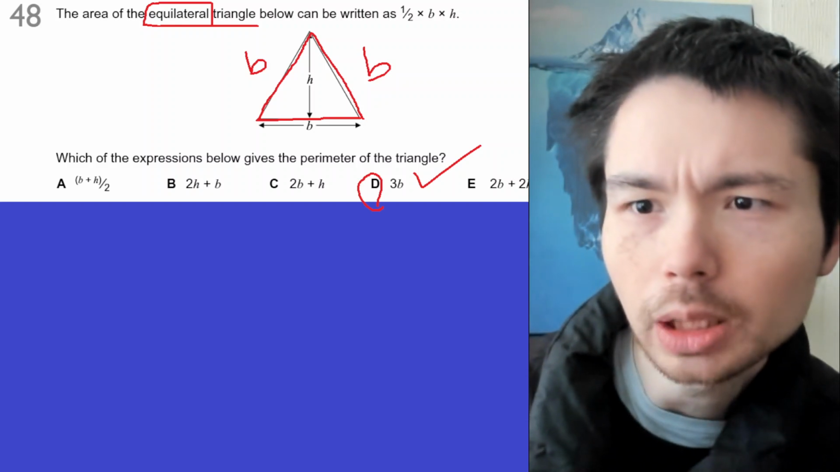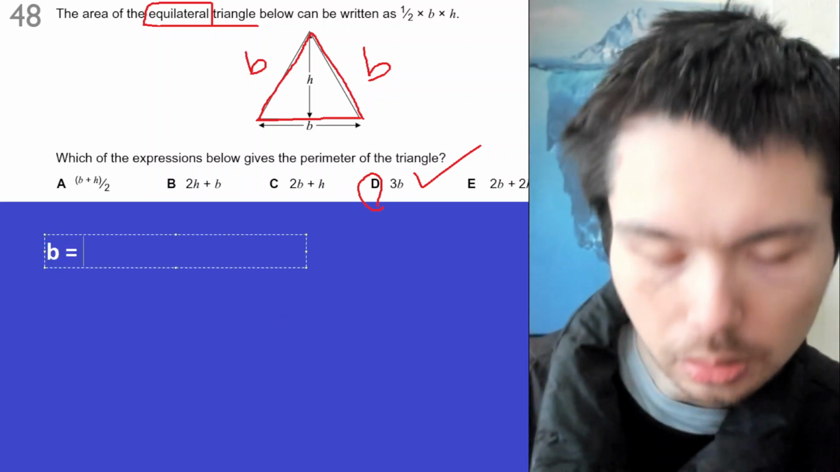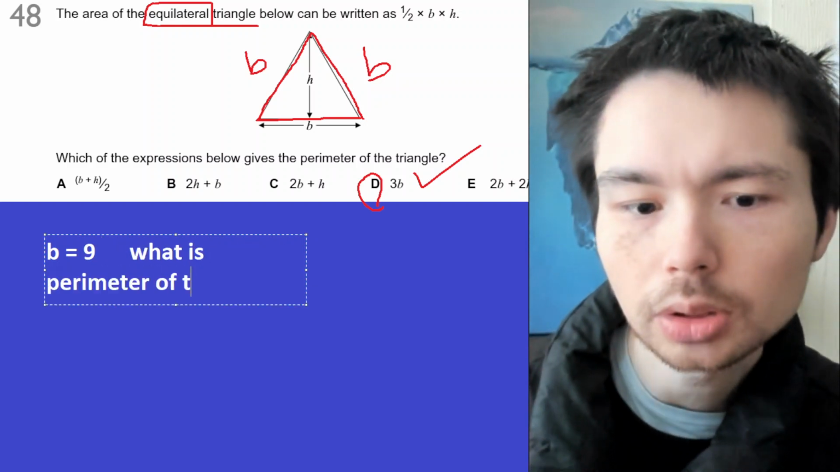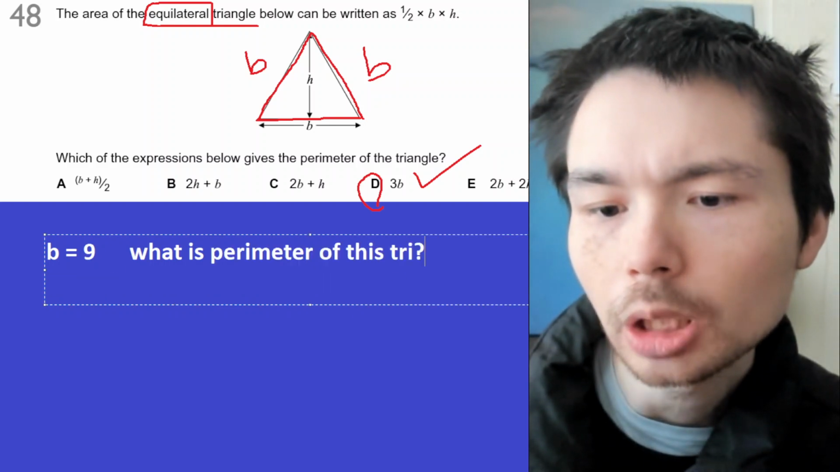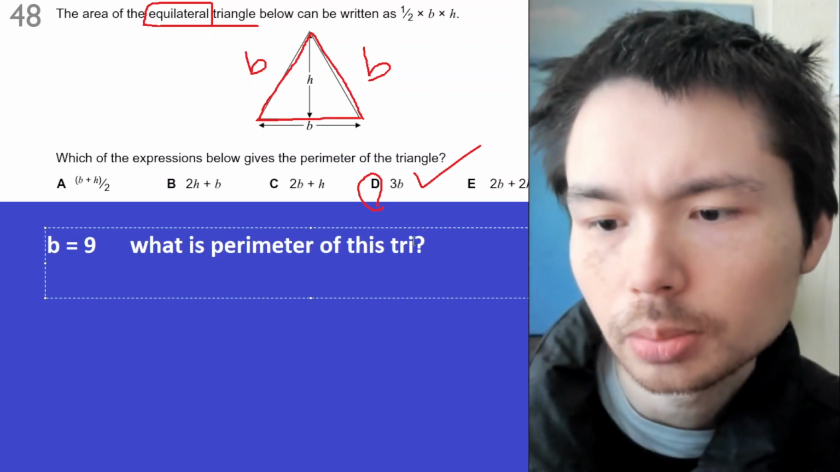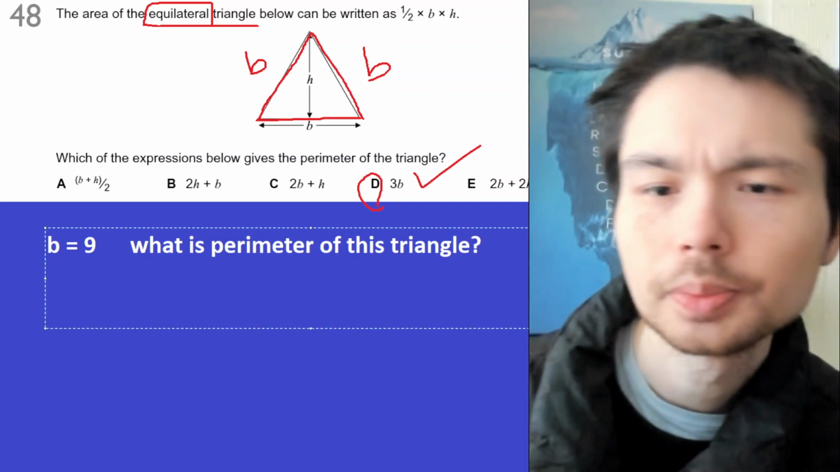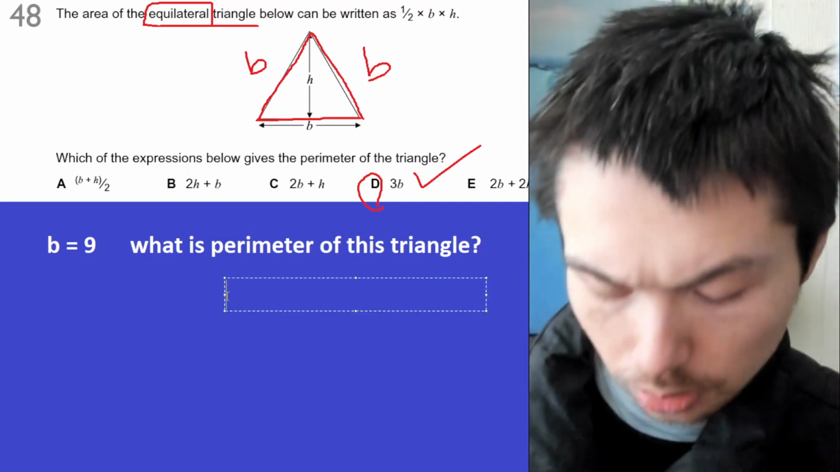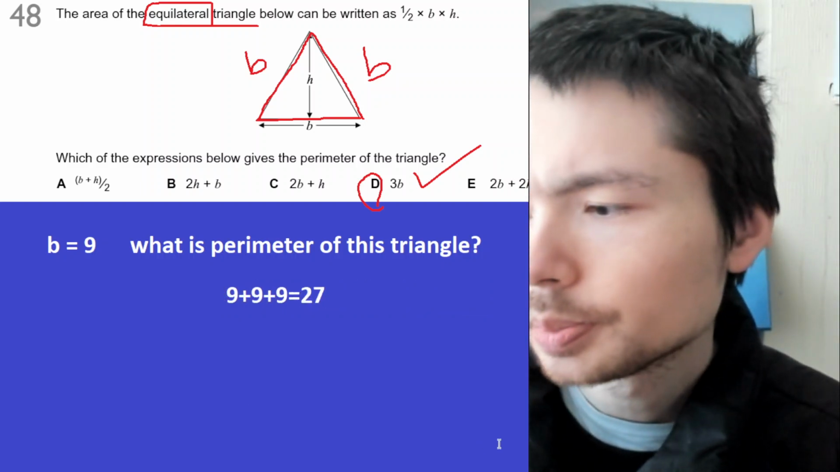The next part of the question, they might ask, if B is equal to 9, then what is the perimeter of this triangle? You can pause the video now. I'll give you 5 seconds. Do it. You just go all the way around. 9 plus 9 plus 9 equals 27.